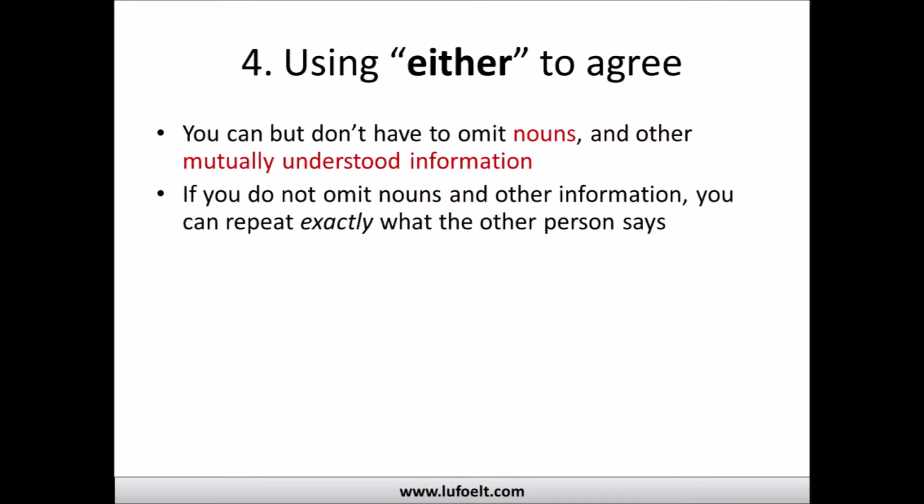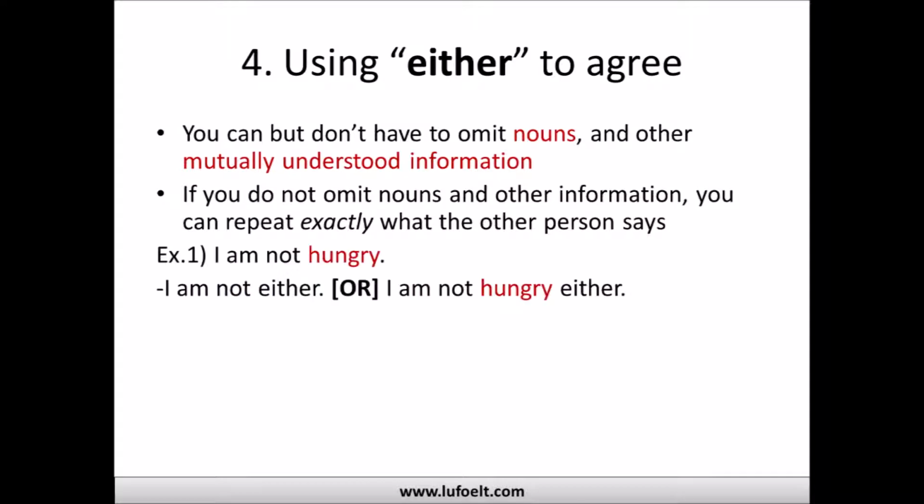So once again, very similar to how we use too to agree with an affirmative statement, using either to agree with a negative statement, you can but don't have to omit nouns and other mutually understood information. And if you do not omit the nouns and other information, you can once again repeat exactly as the other person says and just add either to the end. Okay, so for example, I'm not hungry. You could say I'm not either, or you could say I'm not hungry either. All right, so this is very similar to the structure of how we use too to agree.